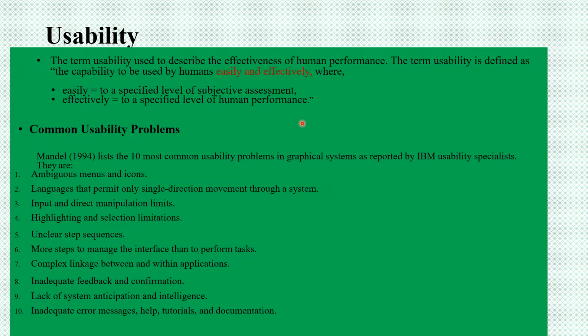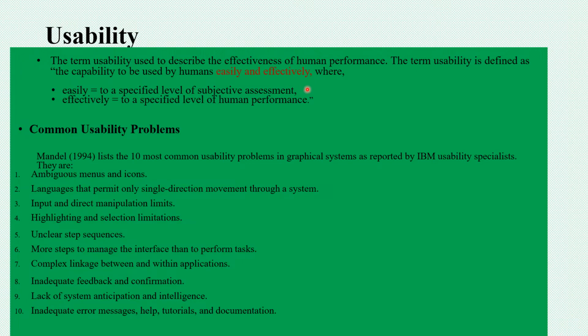Next, what is usability? Usability assessment should begin in the early stages of the product development cycle and should be continually applied throughout the process. Usability means what? The term usability is used to describe the effectiveness of human performance. The term usability is defined as the capability to be used by humans easily and effectively.